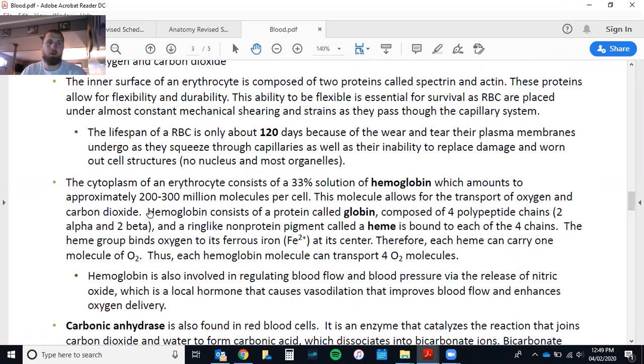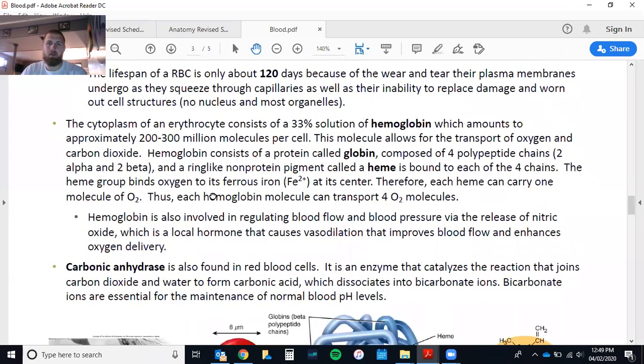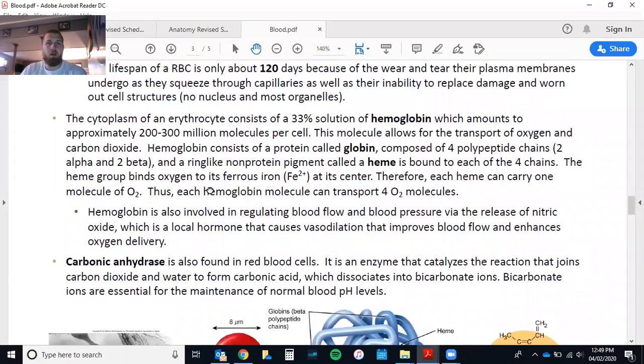They get broken apart fairly easily. It's not like they're completely breaking apart, but they just break down. They don't have a nucleus, as I mentioned. They don't have those other organelles, so they can't really repair themselves as they break down. So when they start to break down, they'll be removed from our plasma by macrophages in places like our spleen, which I'll talk about on the next slide.